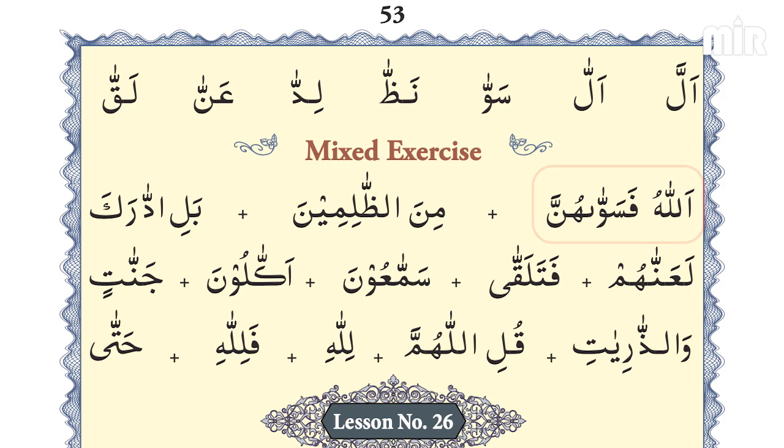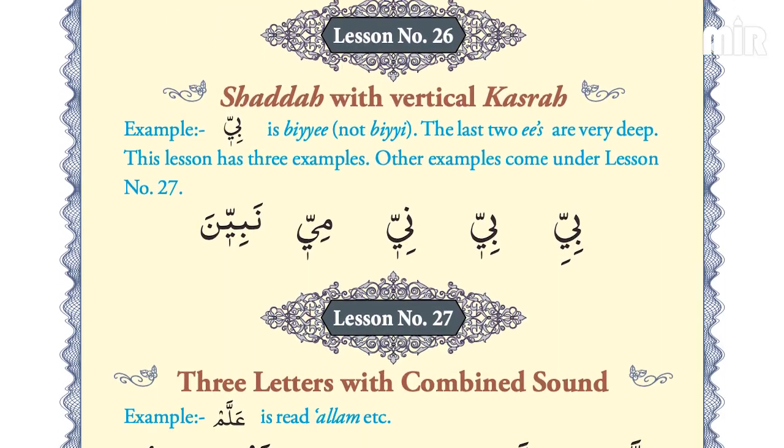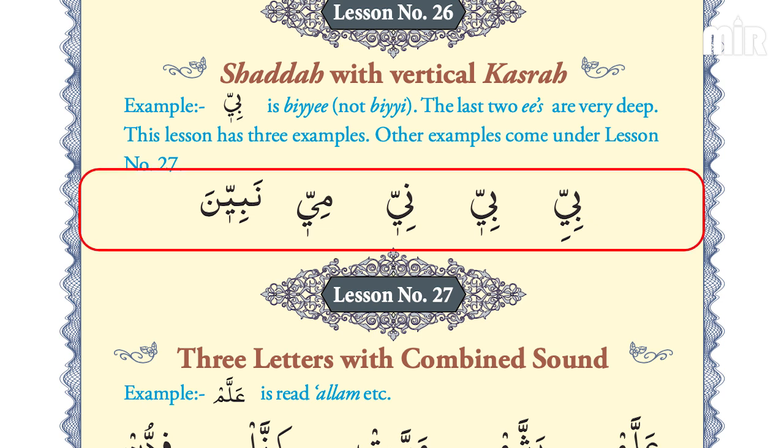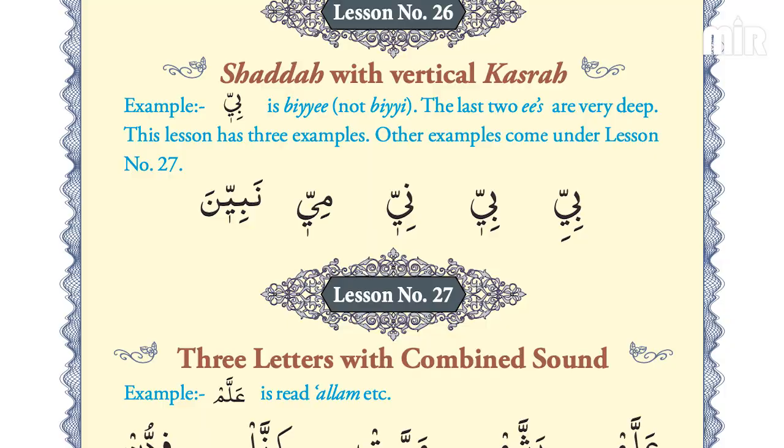The next lesson is 26, Shadda with vertical kasra. So the same thing we have to keep in mind. On Shadda we have to stay, and after that whatever is the sign, we read that one. Bi, bi, ni, mi, nabiyina. It is very easy.